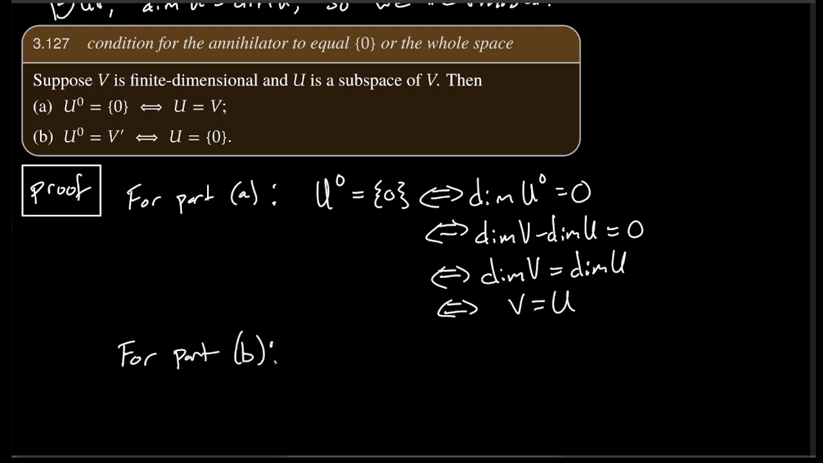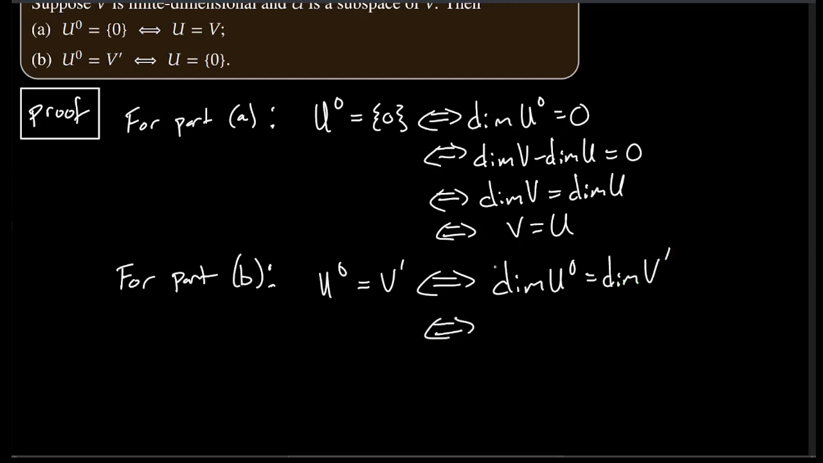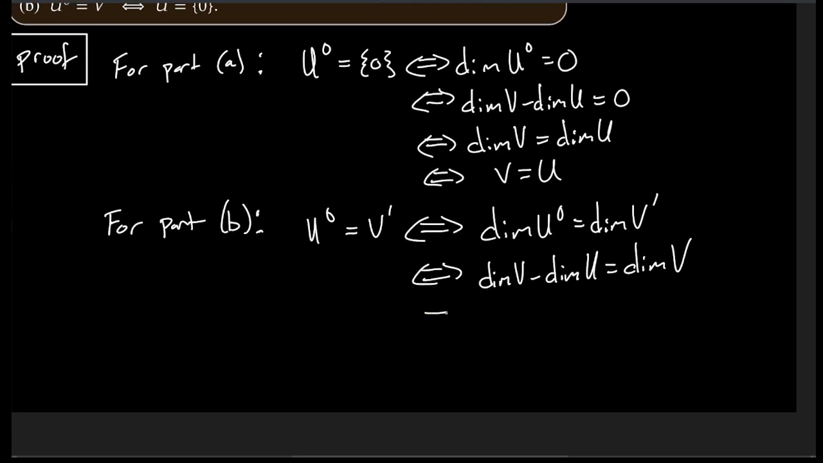Well, it is a similar line of reasoning. It's not too terrible. U naught, the annihilator of U, being equal to V prime. Well, it certainly means that they have the same dimension. The dimension of U naught is equal to the dimension of V prime. Let's just use the formula we just did before. We know how to write the dimension of U naught: it's the dimension of V minus the dimension of U. But wait, I know the dimension of V prime is the dimension of V. Okay, a vector space and its dual have the same dimension, provided they're finite dimensional.